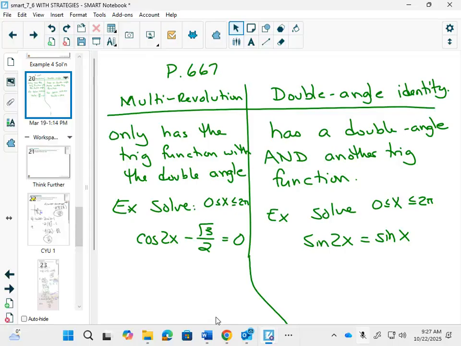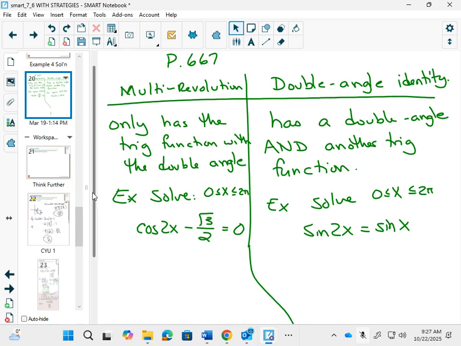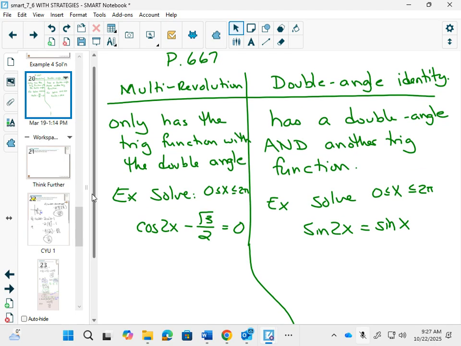And it's actually really quite easy to say which strategy you should use. If you only have the trig function with the double angle identity, this will be a multi-revolution question. If you have the double angle identity and another trig function, then you're going to want to use a double angle identity. So I'll let you write that down and we'll solve those in a second.